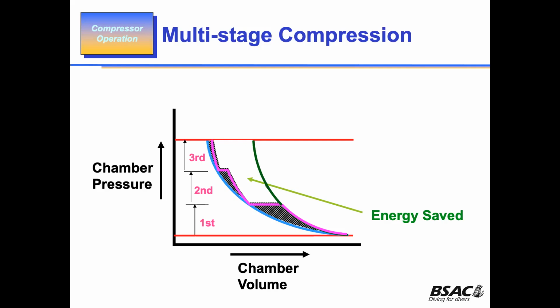To get us up to the pressure that we want, 3 is okay. We could have 4. But remember, every time we go to a stage, we reduce the volume of the gas that we're compressing, because each stage is smaller than the stage before. And that's the only way it's going to work.